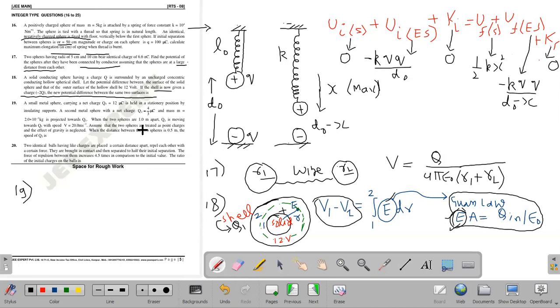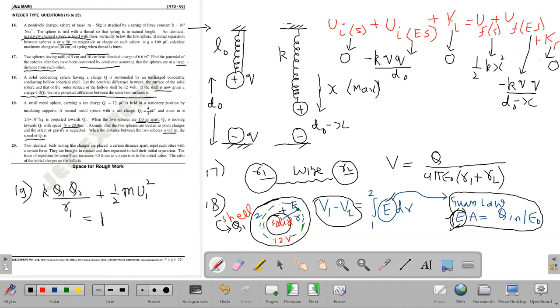What is the speed? At a distance of 1 meter, the speed is given, and at another distance of 0.5 meter, the speed is required. It is simply a problem based on conservation of energy, and the two spheres are like point charges as stated in the problem. It is simply the initial electrostatic energy, which is K Q1 Q2 upon R initial R1, plus the initial kinetic energy of that moving charge, half m V1 square.